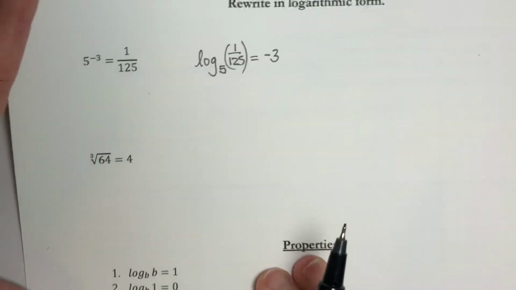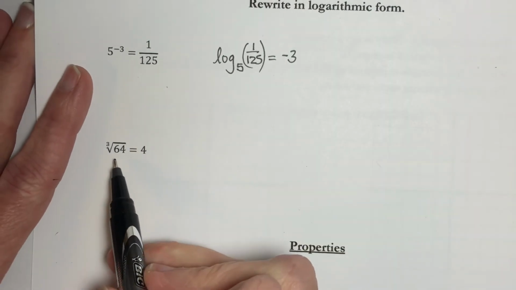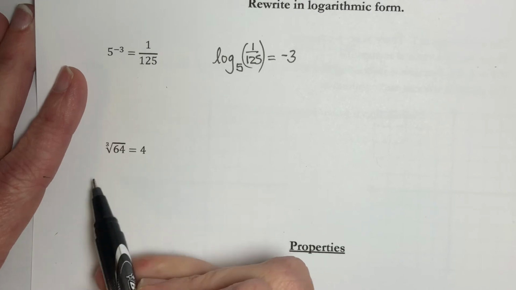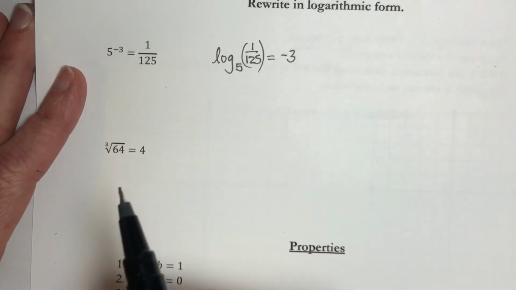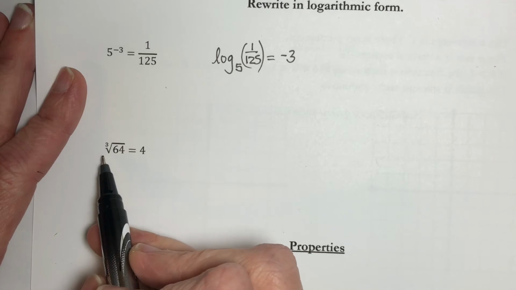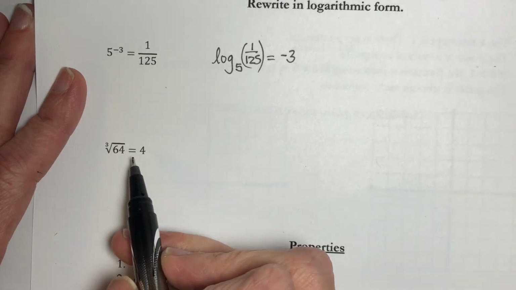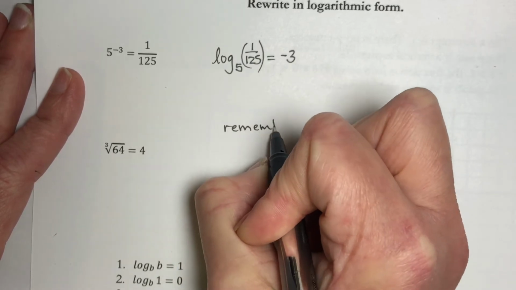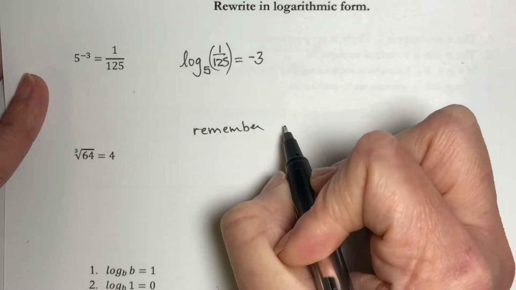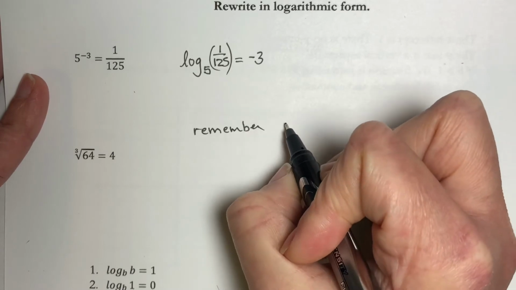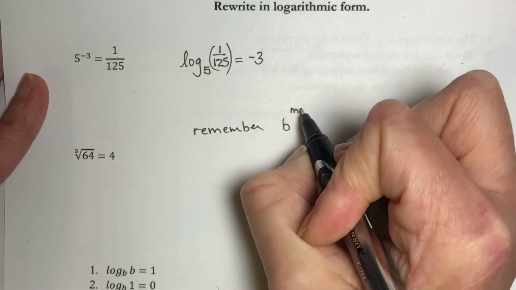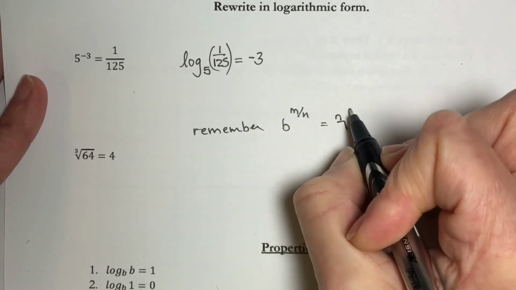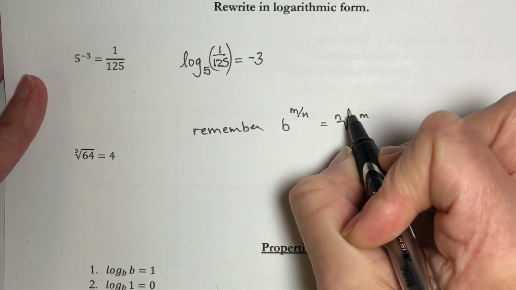Okay, let's do the cube root of 64 is equal to 4. Now there's something in here that is going to be critically important. You absolutely must remember that you can change a root into an exponent. Remember that if you have b to the m over n, this is the same thing as the nth root of b to the m power.